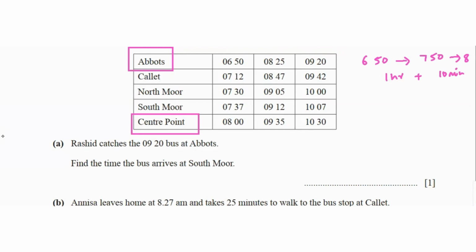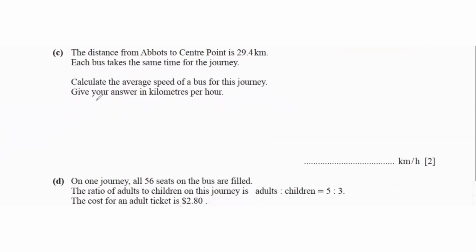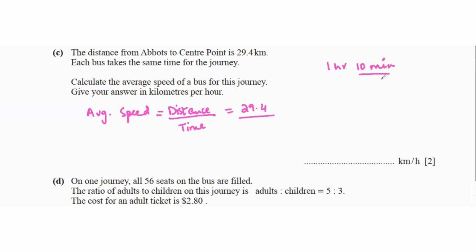So if we go back to the question over here, average speed has the formula of distance over time. Distance is 29.4 kilometers. Time is 1 hour and 10 minutes. So let's convert this completely into hours. 10 minutes into hours is going to be 10 divided by 60, which is 0.16 recurring, or write that as 0.167.